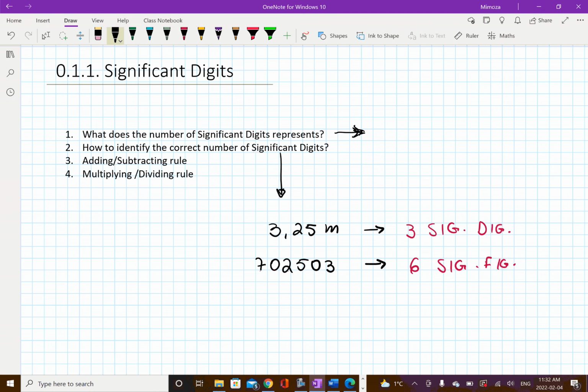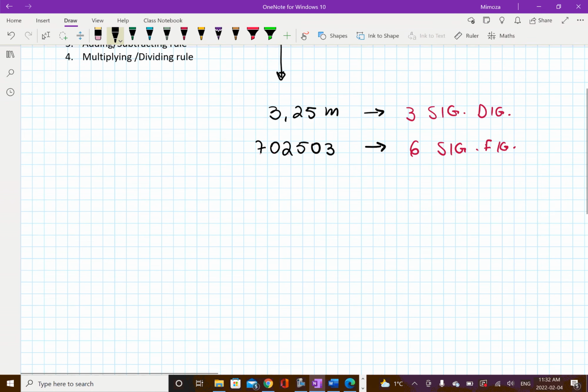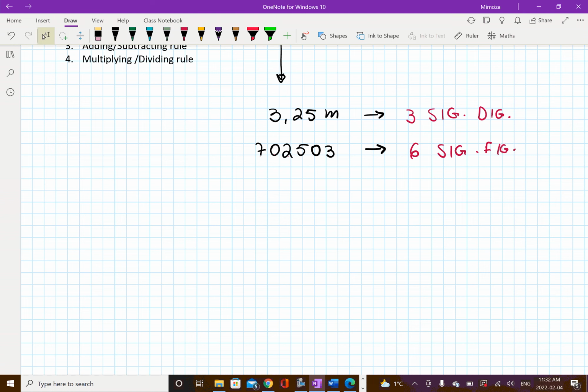However, when we have leading zeros, those are not counted as significant digits. So if we have a measurement of 0.073 kilometers, you can easily express this as 73 meters. So the number of significant digits in this case is only 2 sig digs. So leading zeros are not counted.